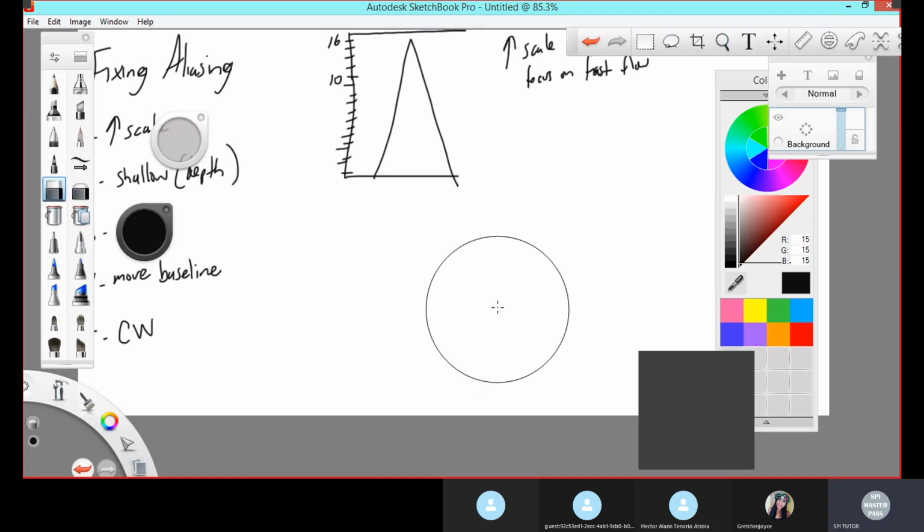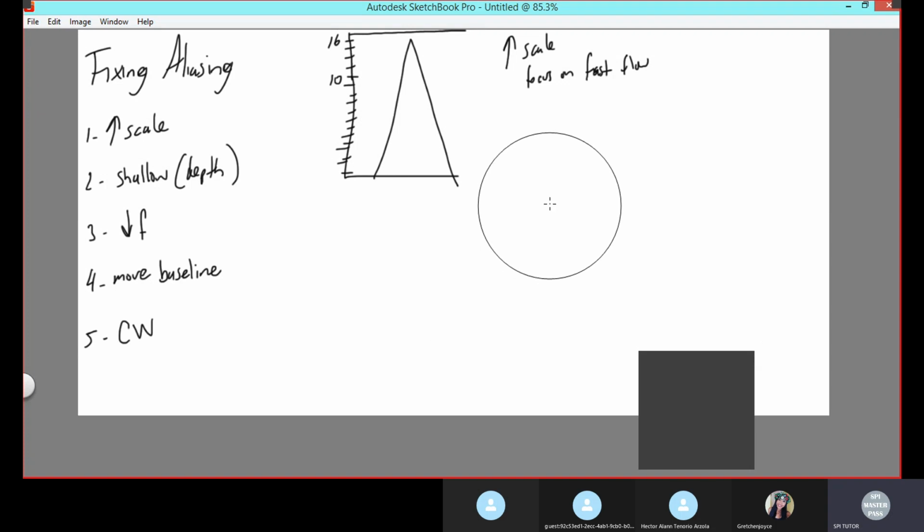Any questions there about increasing your scale to get rid of aliasing and why you would want to increase it? Any questions? No? Okay.